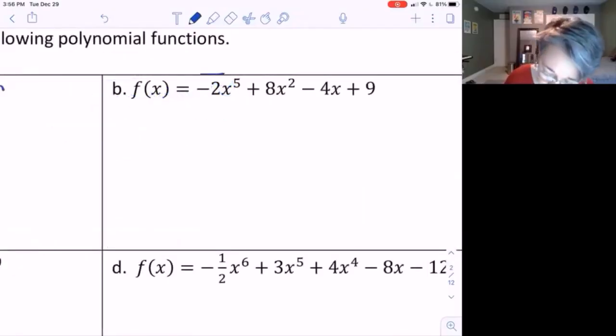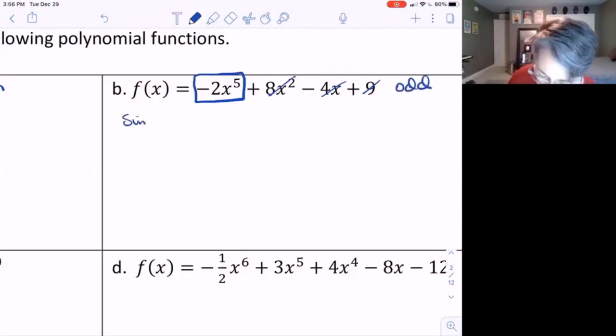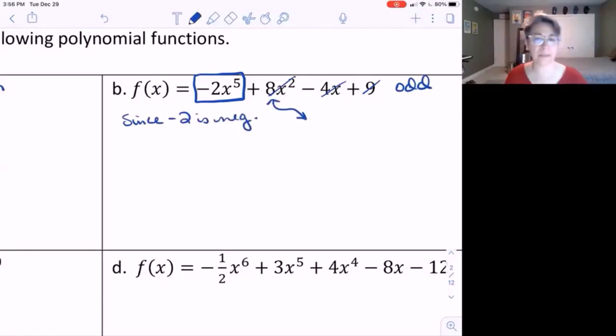For B, looking at end behaviors, we only need to look at our leading term, because as x gets really large, 9 becomes insignificant. Even 4x and x squared become insignificant compared to x to the 5th. You know, a billion to the 5th power will overtake a billion squared or anything else. So that's why we look at the leading coefficient. So this is an odd degree, and since that leading coefficient is negative, that means it's going to be decreasing. So that will help us with our end behavior.